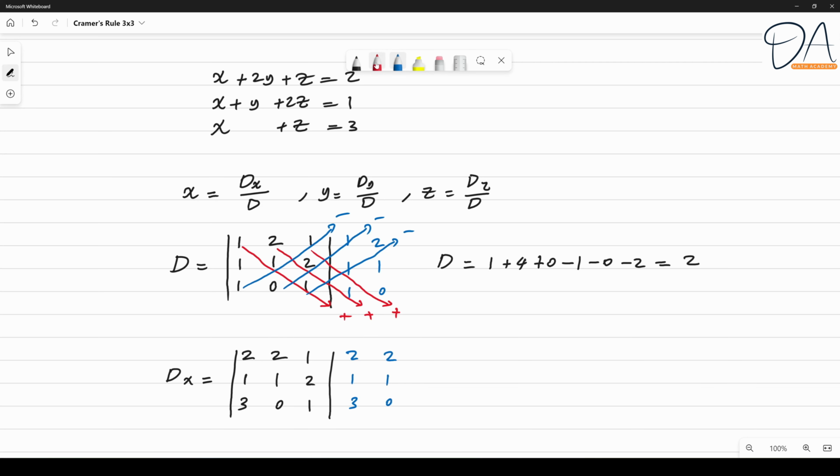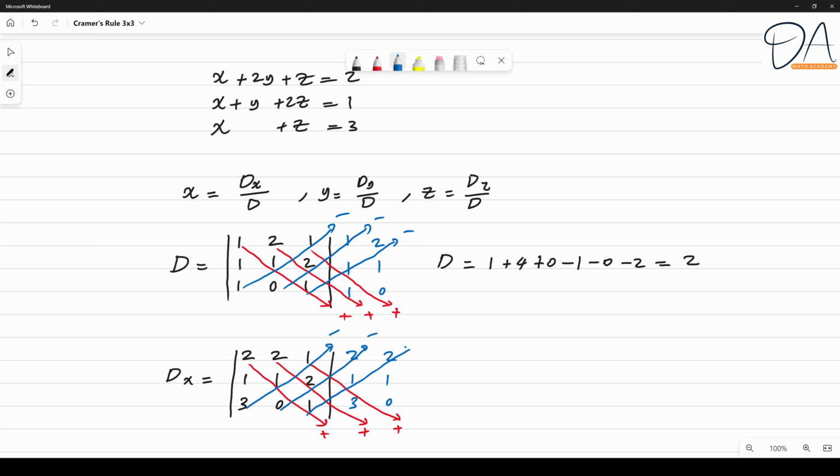And then we're gonna form the positive diagonals. So this is the first, this is the second, and this is the third. So all of these will have a positive sign. And then we also have negative diagonals, starting with the lower element here. Negative.